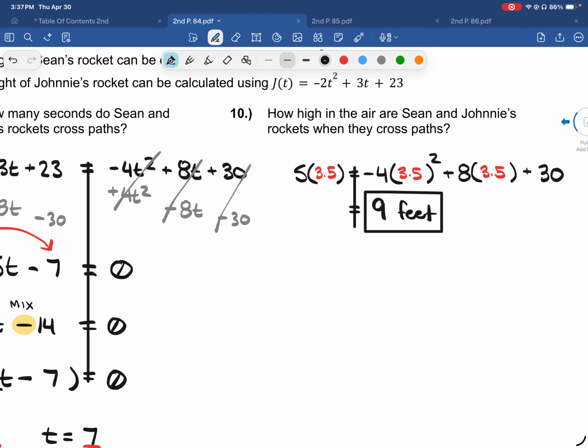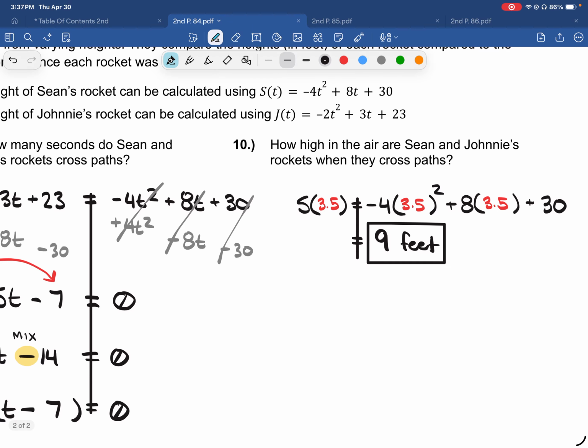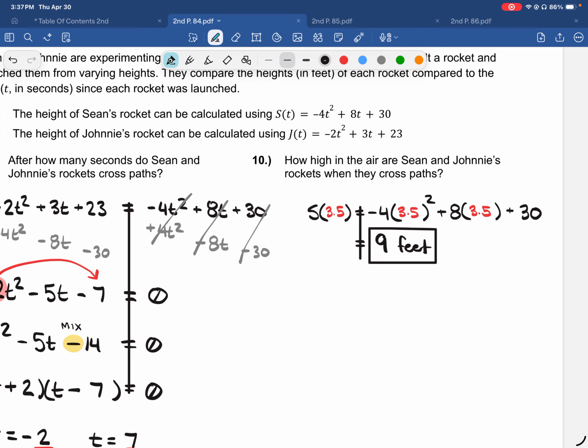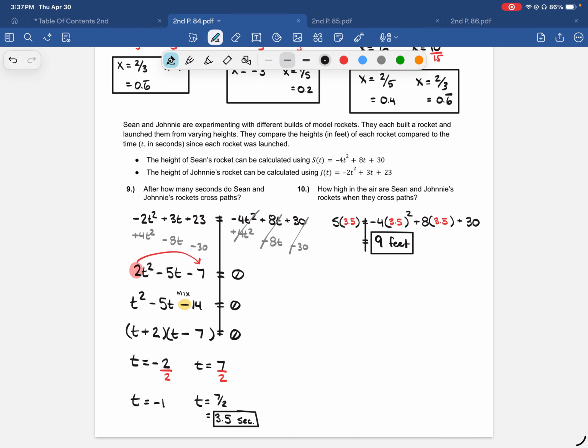Again, you could plug 3.5 into Johnny's rocket, and you would still get 9 feet. So I'll give you a second to get caught up on number 9. One thing I will say, on a test question like this, what I would really recommend doing, because this question would undoubtedly have Desmos available to you, is going to Desmos and typing this function in, and you would get something that looks sort of like that.